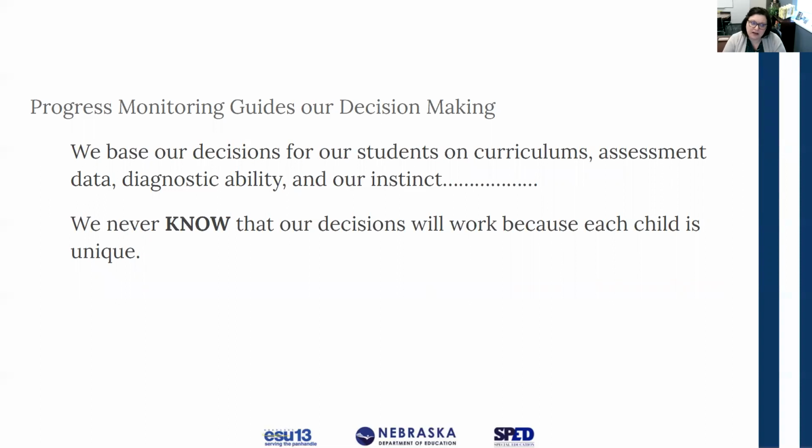And the final thing that I want to talk about of why we progress monitor is that it guides our decision making. We base our decisions for our students on curriculums, assessment data, diagnostic ability, and our instinct. We never know that the goals we set, the curriculum that we implement, is going to have the impact that we hope it has on our students. The key reason for that is that every student is unique. So we cannot come into progress monitoring or the IEP writing process with a cookie cutter approach. We have to make sure that it's individualized and that our goals are individualized. Therefore, our progress monitoring will be individualized.